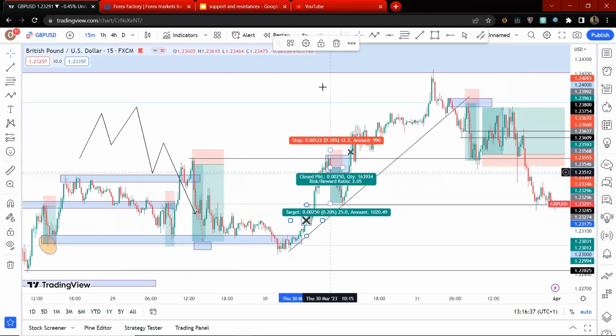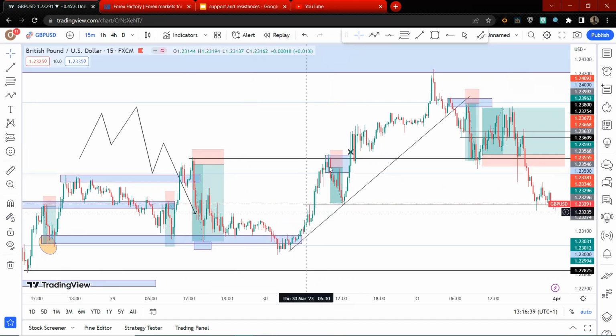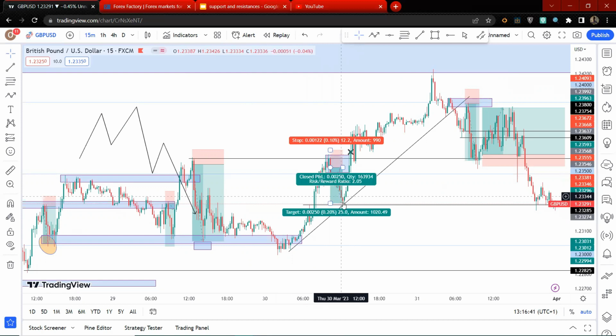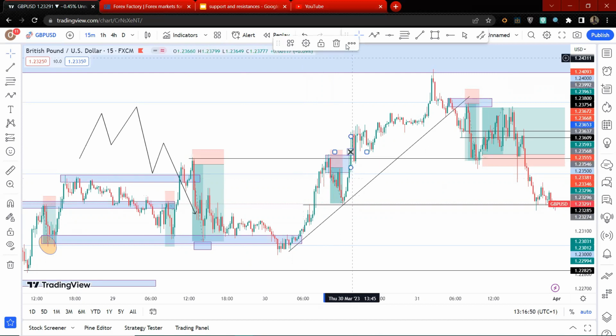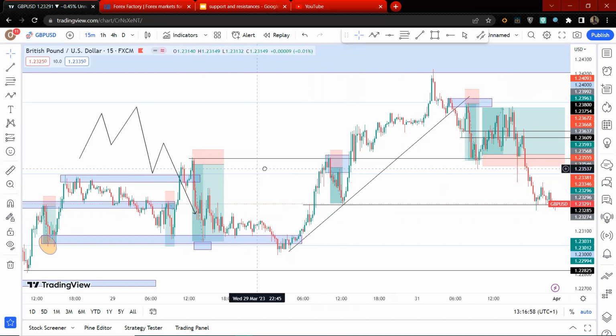That's a structure that was broken down here, so it had to come back and retest. And I think there's an order block, and they call it supply and demand. So that's the reason I would have bought here back up there. But I didn't. I wanted to sell again from around this area, and the market didn't.